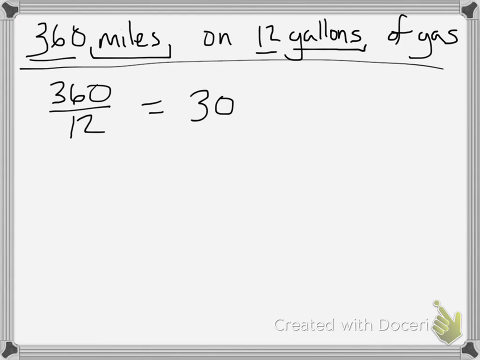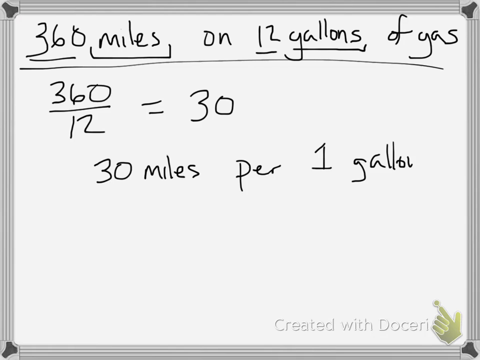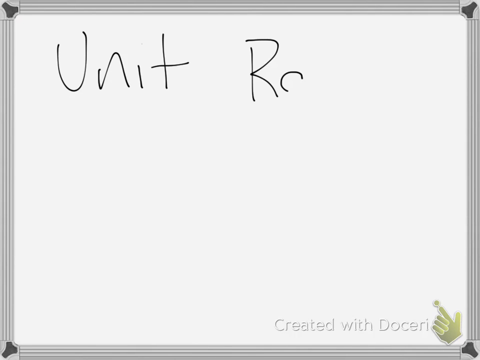30 what? Well, it is 30 miles per 1 gallon of gas. Okay, so the big idea is when you hear unit rate, you are going to divide.